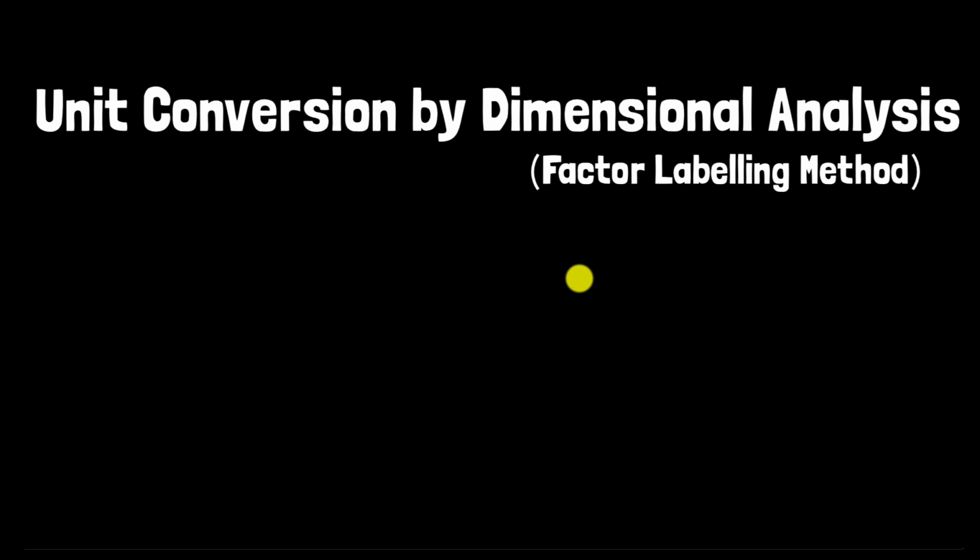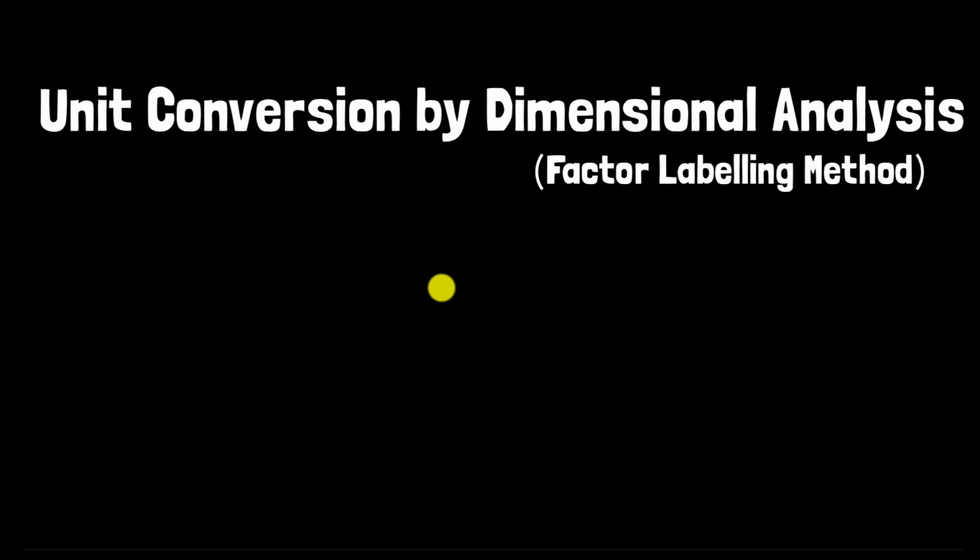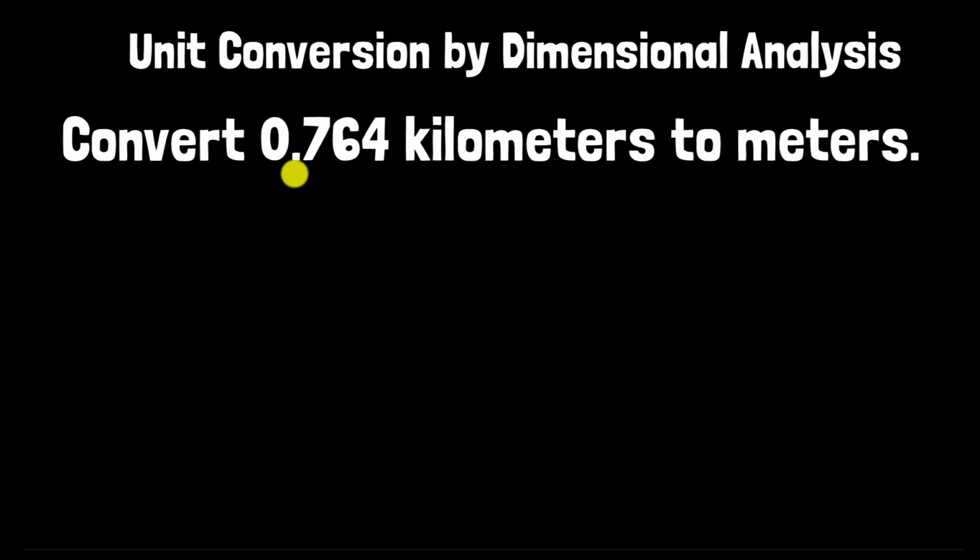And let's do that by directly taking an example. So here's the first one. Convert 0.764 kilometers to meters. Now, some of us might be able to do this in our heads, but the whole idea is to learn how to do this systematically using dimensional analysis so that we can apply that same method for even more complicated conversions that are hard to do in our head, okay? So let's do this systematically.